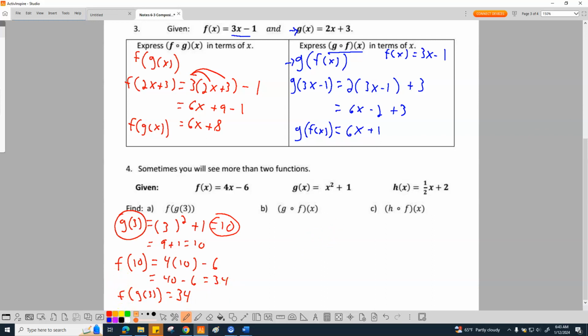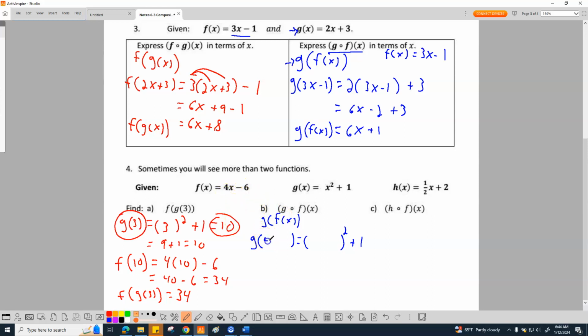I'm going to switch to blue ink on this one. G of f of x. It wants g of f of x. So how do I write that? Well, let's start by writing our g. So our g of blank equals, remember there's that square of blank, square plus 1. Now what's my f of x? My f of x, let's go over here, is 4x minus 6.